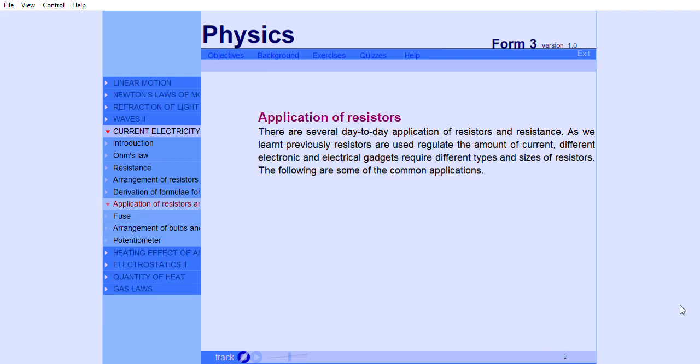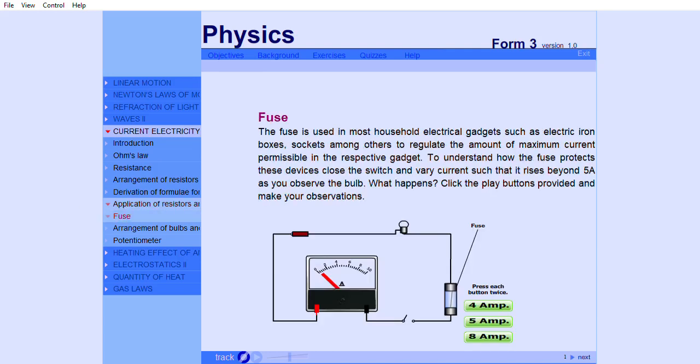Application of resistors. There are several day-to-day applications of resistors and resistance. As we learned previously, resistors are used to regulate the amount of current. Different electronic and electrical gadgets require different types and sizes of resistors. The following are some of the common applications. Fuse. The fuse is used in most household electrical gadgets such as electric iron boxes, sockets, among others, to regulate the amount of maximum current permissible in the respective gadget.